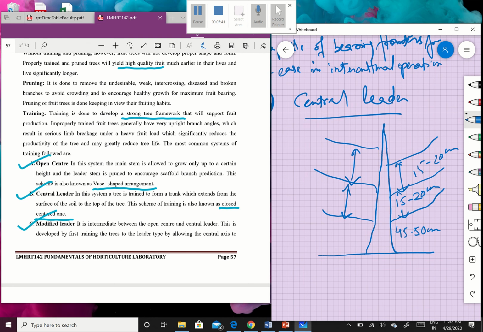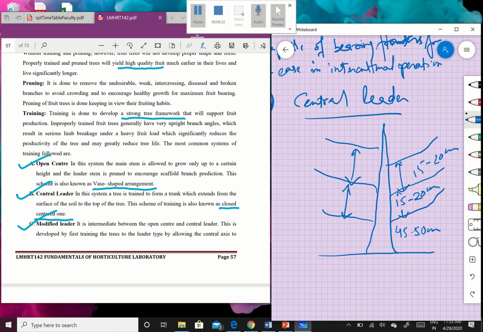So you have to remember the first branches which we allowed should be at a height of 45 to 50 centimeter. Then the subsequent branches should have at least a gap of 15 to 20 centimeter within themselves. Since we are not going to interrupt its growth, it will grow in a very robust shape. Due to which there will be less interception of light for the lower branches, which will make them remain unproductive, and bearing will occur only on the top branches. So this is the negative aspect of this.